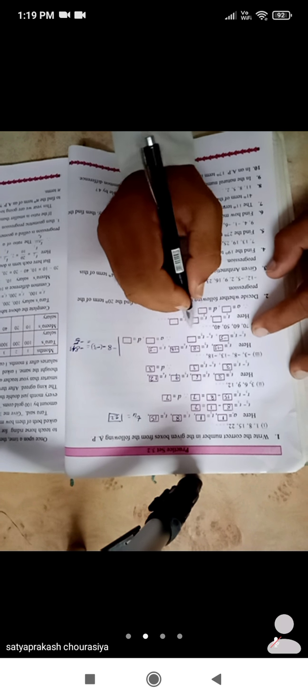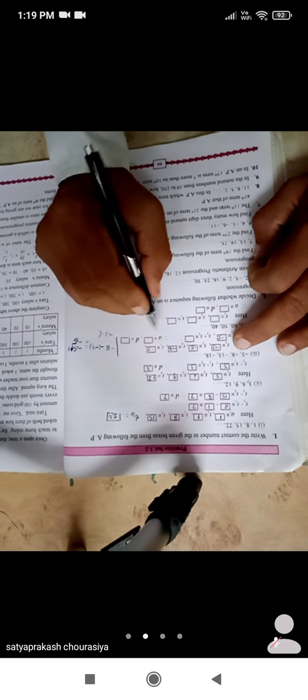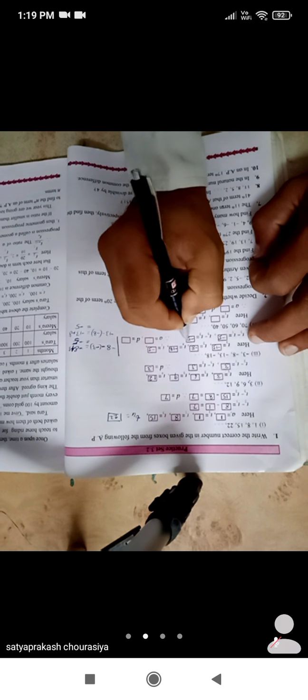Now T3 minus T2. T3 is minus 13, minus again T2, which is equal to minus 8. Again here, minus 13 plus 8. Plus minus minus means here we have to subtract. 13 minus 8 is equal to 5. The greater number is 13 and before that there is a negative sign, that's why here we will get minus 5.